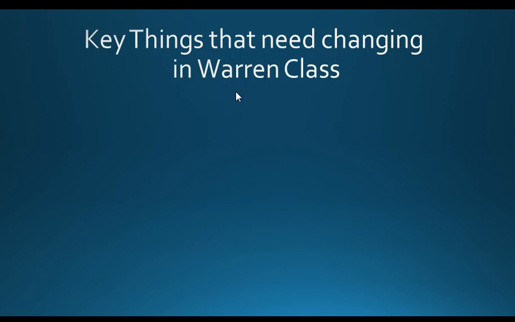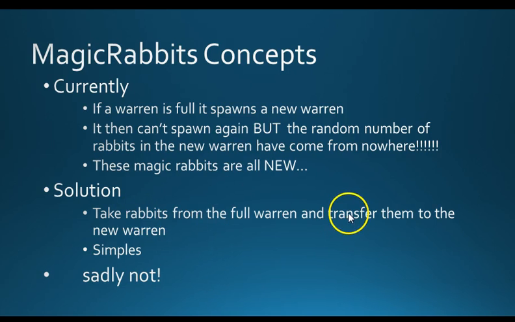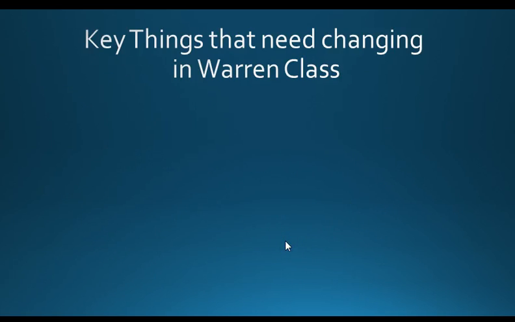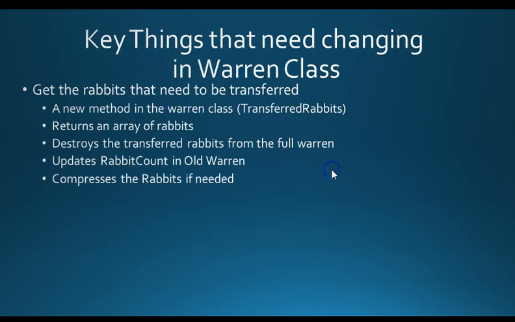Key things that we need to consider, by the way, just to check. Everyone happy with what we're doing? Taking the rabbits from that 99, and when we create the new warren with 38, I would have taken away 38 from the 99. So, most things that we're going to play with here are in the warren class. First thing that makes sense, you need to get the rabbits from the full warren. So we'll create a new method, seems to make sense.